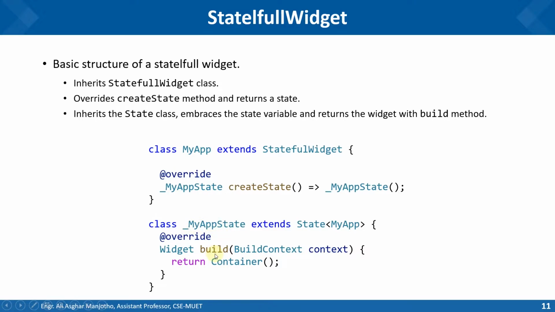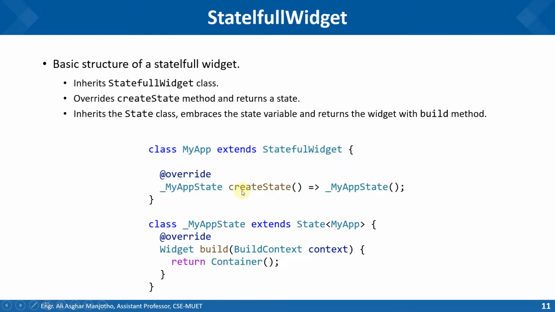Whereas the build method, just like in the previous stateless class, will be provided within the State class. And the role of the build method is again similar: just to build the user interface of this widget. So whenever we want to create a stateful widget, we create a class, let's say MyApp, which extends from StatefulWidget, and then we need to override a method known as createState.